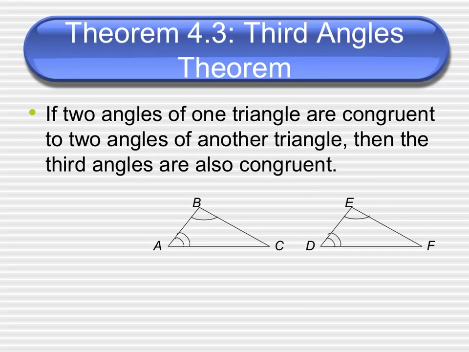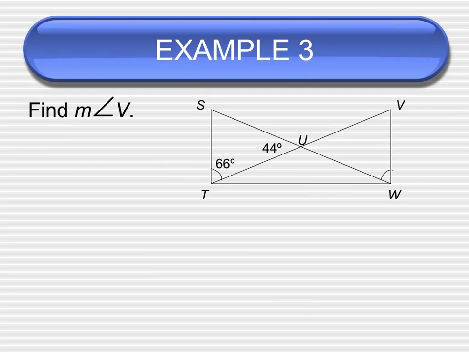Okay, and example number 3 says for us to find the measure of angle V. And here is our diagram. We have a 66-degree angle sitting here with a single notch, and we have a single notch over here, so that tells us that that's also 66 degrees. I'm also seeing a set of vertical angles right here, which I know are also congruent.